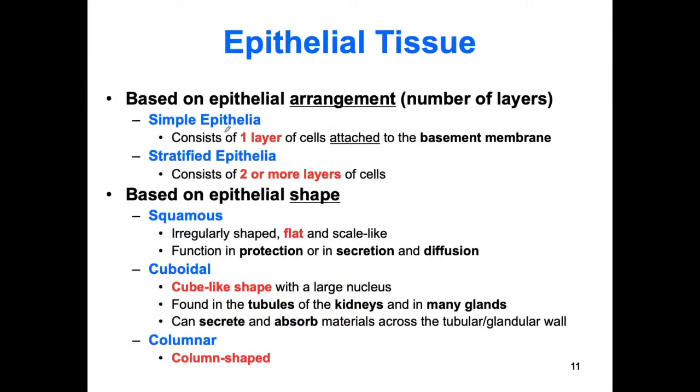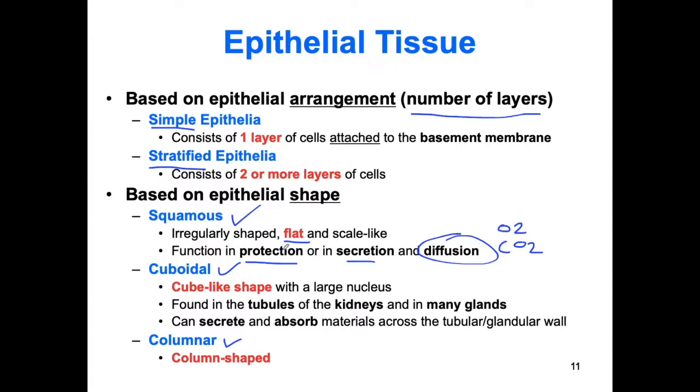Okay, so again, let's do a quick little review here. So when we look at epithelium, we got to look at the number of layers. Are they one cell layer? We call it simple. Are they multiple? We call it stratified. Then we look at the shape. Is it squamous, cuboidal, or columnar? If they're squamous, we know that they're flat shaped, and we use these for protection, secretion, or diffusion. We think of the lungs when we talk about diffusion of gases like oxygen and carbon dioxide.